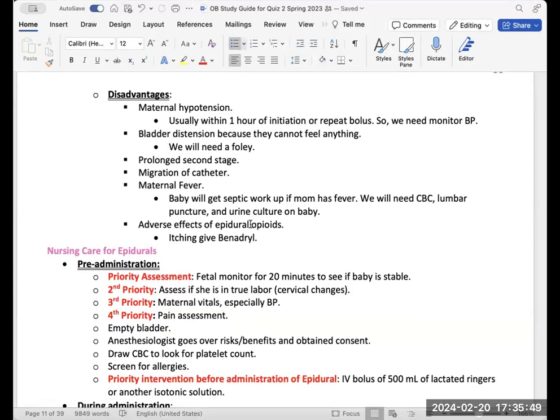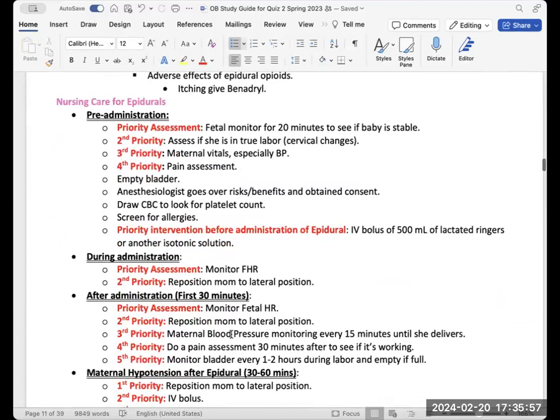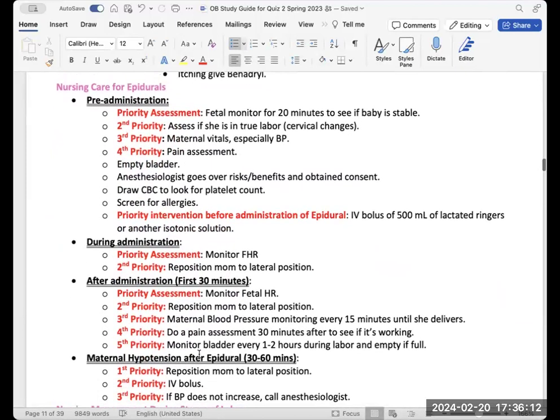And if they have an itching effect, you want to give Benadryl to help prevent that. But remember, every single time I always tell you, unless I've identified certain situations like placental abruption, which is an example where the mom becomes the priority, 99% of the time it's always the baby, and it's always monitor fetal heart rate. So here's going to be very simple.